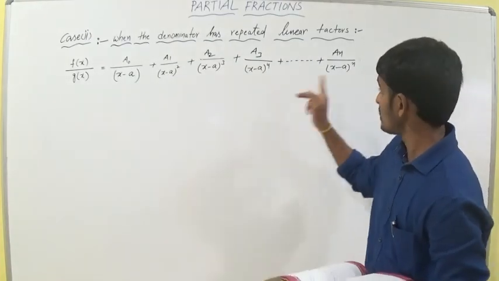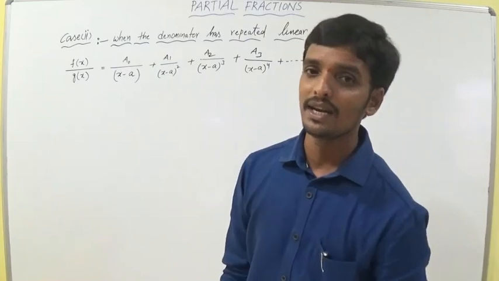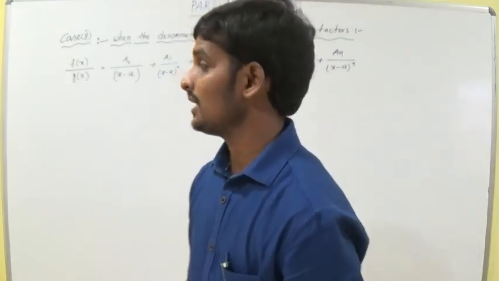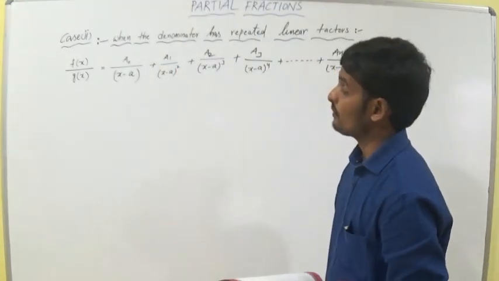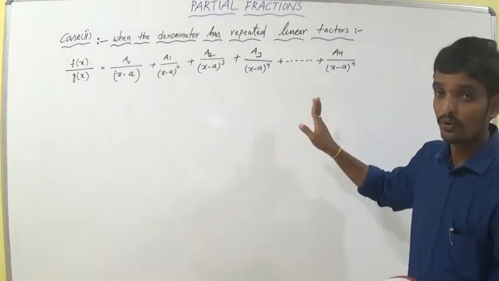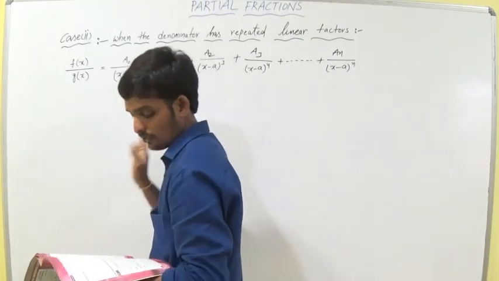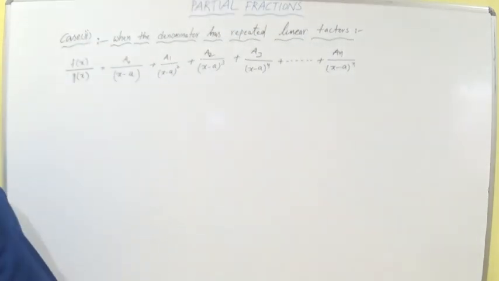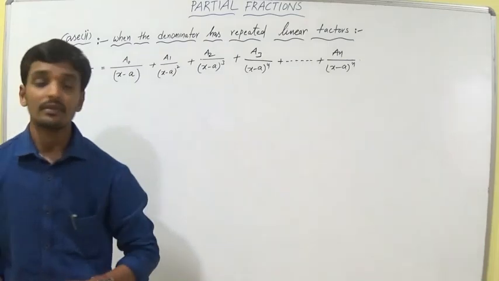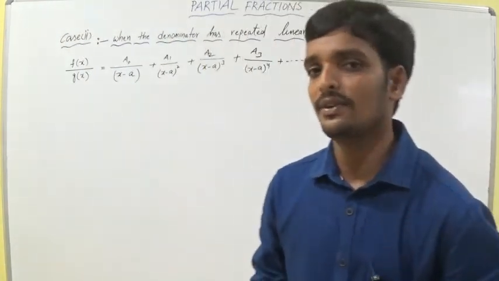First of all, what is (x minus a) whole power n? It is a repeated linear factor, and their partial fraction form is a0 by and so on. This is the method. Don't forget to write the condition. What are a0, a1, a2, a3 and a4? These are the constants for the repeated linear factors of g(x).